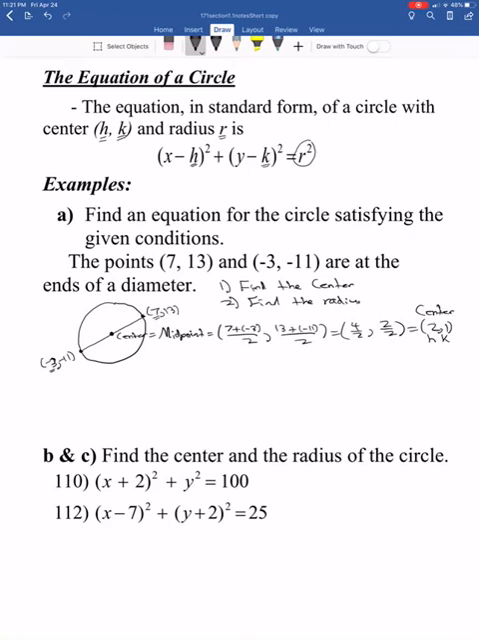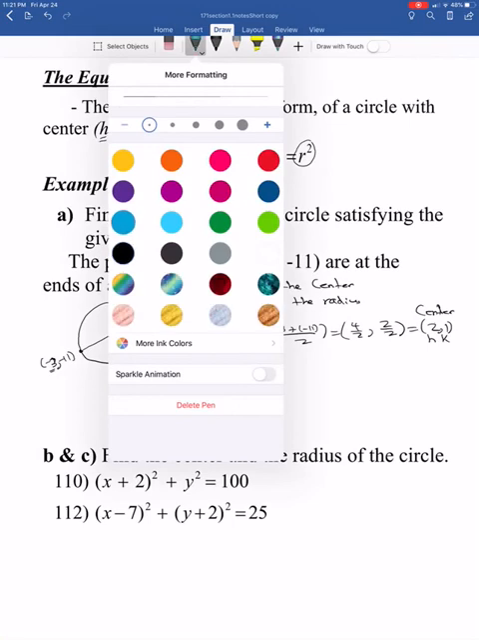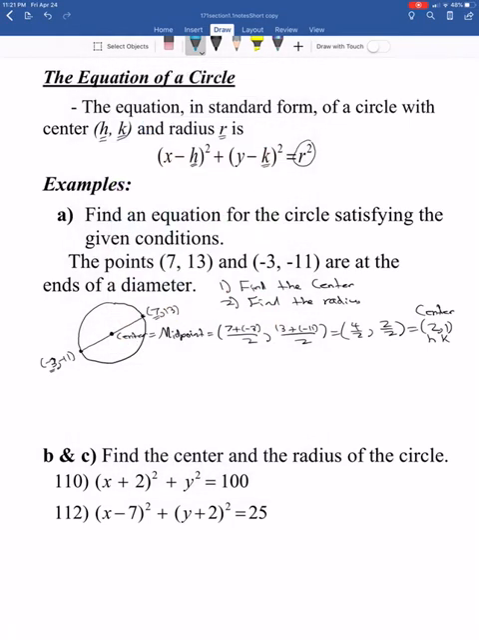Now let's get the radius. I'm going to find R, and I'll do it in a different color. The radius would be from that center point, which we just found, 2, 1. You can go to either point, and we'll go to 7, 13. So let's find R now. That'll be step 2. As we do that, I'm going to use the distance formula.